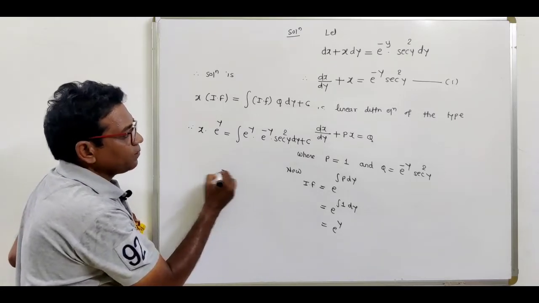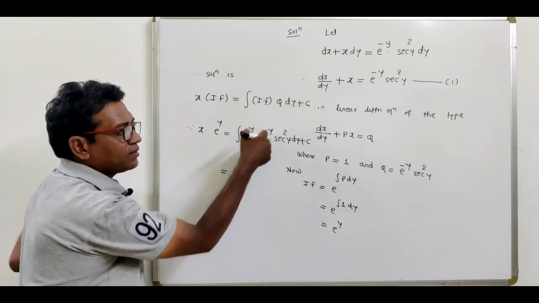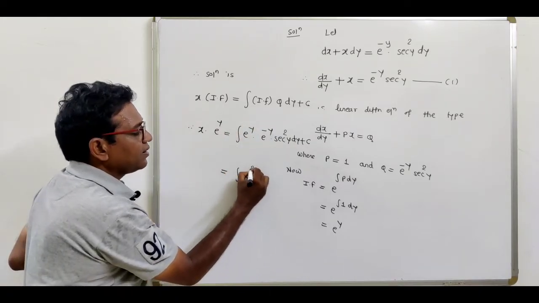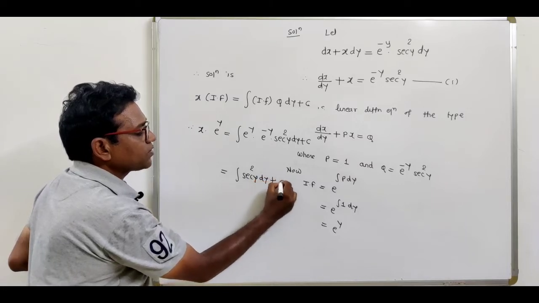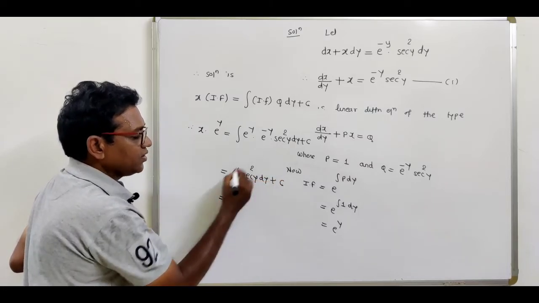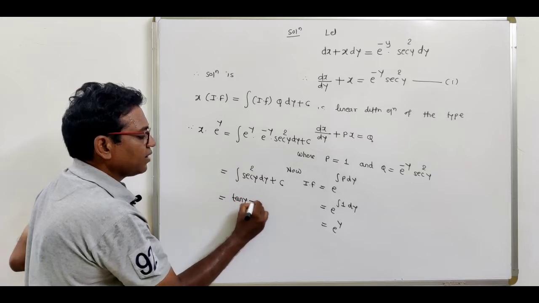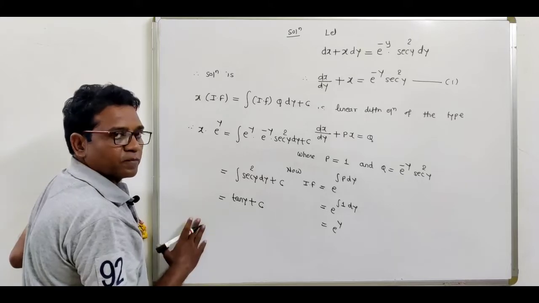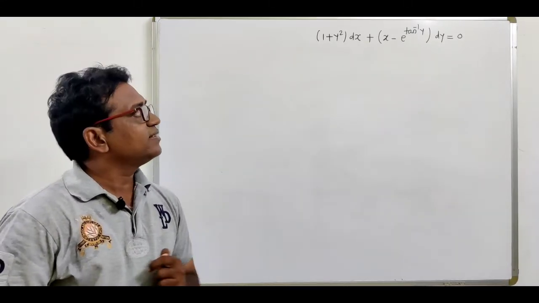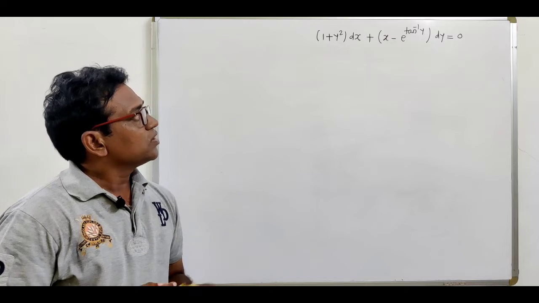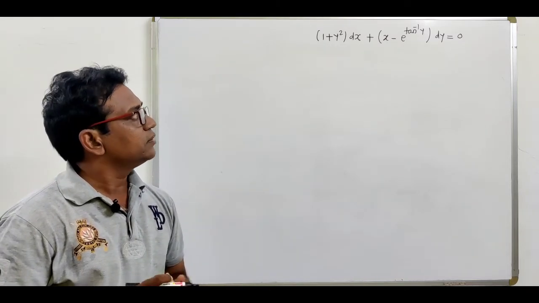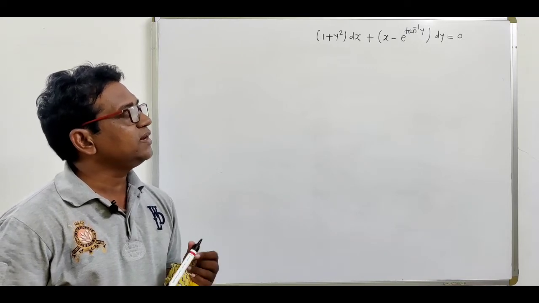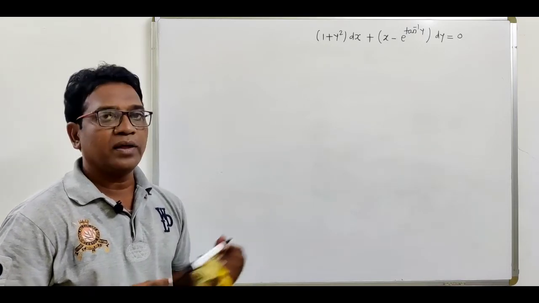So solve this integration. This positive e raised to y and e raised to minus y get cancelled. So this is integral sec square y dy plus constant of integration, and integration of sec square y is tan y plus c. So this is the required general solution. Now let us solve this second example. Solve the differential equation (1 plus y square) dx plus (x minus e raised to tan inverse y) dy equal to 0.